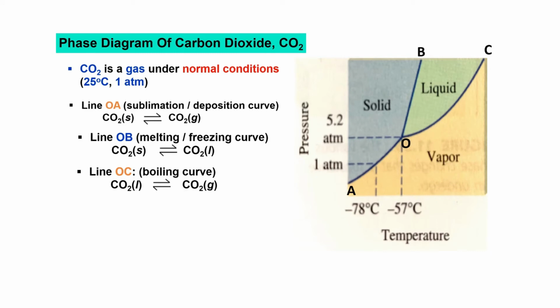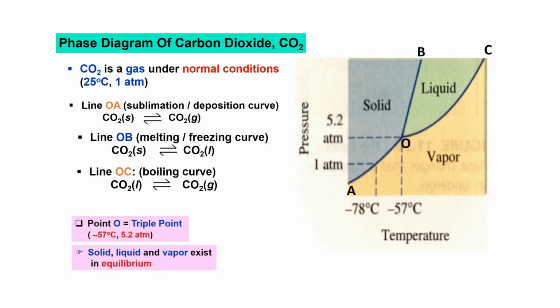Another line is line OB, which shows the melting curve or freezing curve. Carbon dioxide solid is in equilibrium with carbon dioxide liquid. Another line is line OC. It shows carbon dioxide liquid in equilibrium with carbon dioxide gas. We can see here point O, which is called the triple point for carbon dioxide, with the value negative 57 degrees Celsius at 5.2 atm. So we can also see that solid, liquid and vapor are at equilibrium at point O.